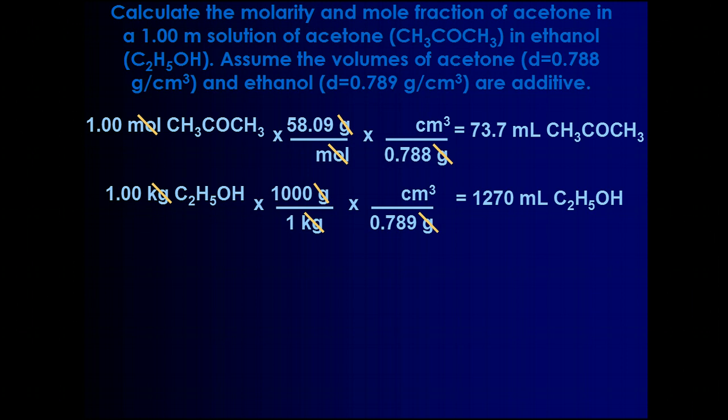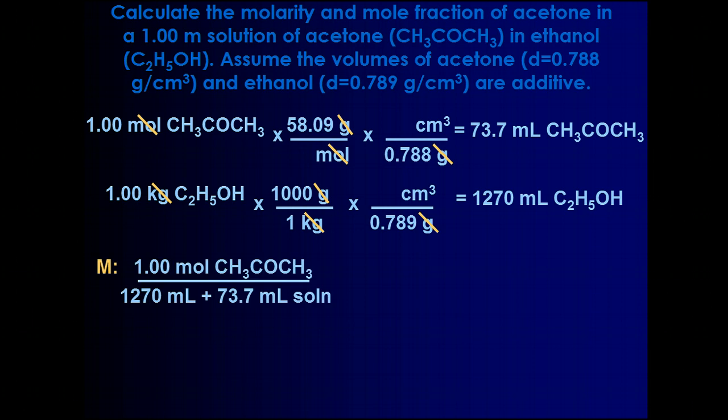Remember that molarity is moles of solute, which we can get pretty straightforwardly from molality, per liter of solution. So we needed to find the volume components of both pieces to be able to find the total volume of my solution. I can add those two pieces together and then convert it to liters. So here I've got 1 mole of the acetone divided by the total volume of my mixture. Now I'm going to convert from milliliters to liters, and when I do the math through, I will get a molarity of 0.746 molar.